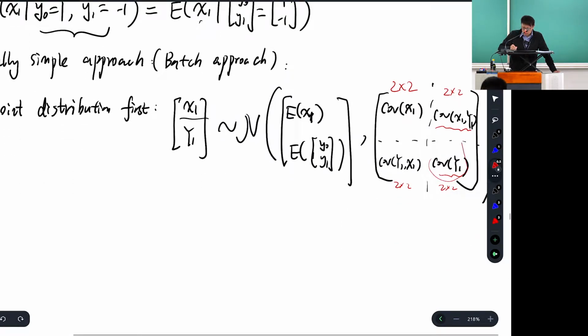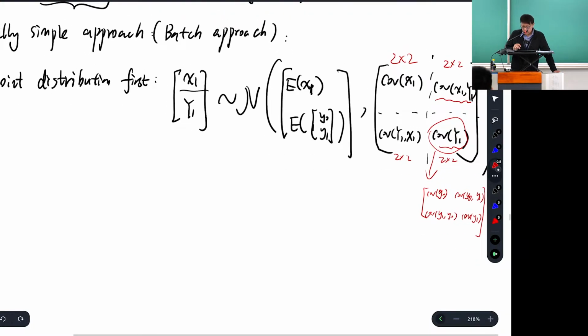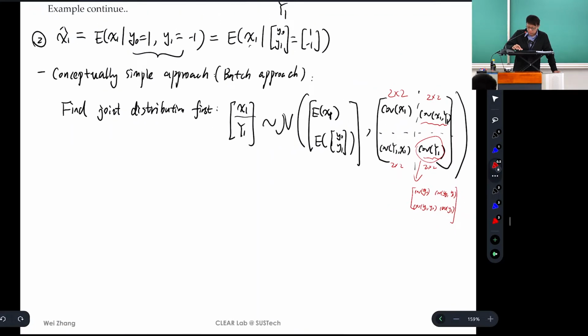If you zoom in on these 2 by 2 blocks, what are they? Those are the covariance of y0. This is the covariance of y0 with y1. I don't want to write it, it's terrible. This is the covariance of y1 with y0, and this is the covariance of y1. So if you zoom in, that's that. We don't have to do this.